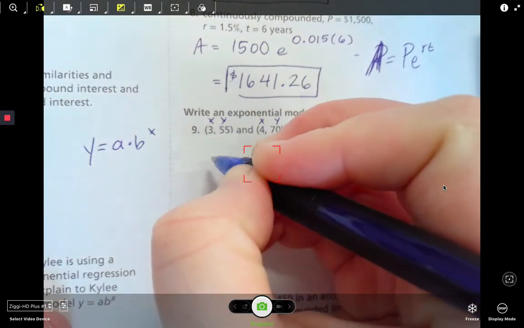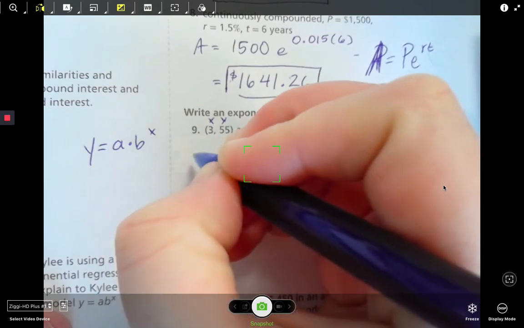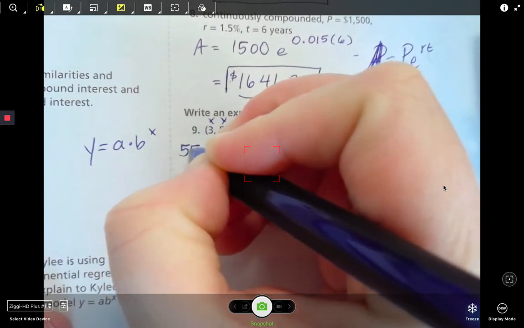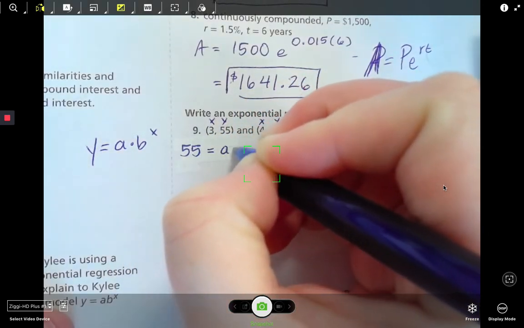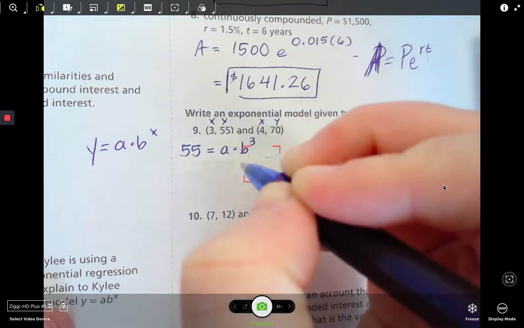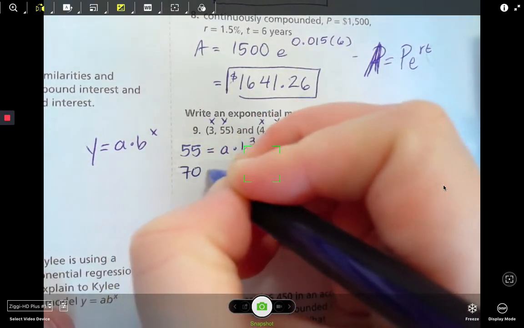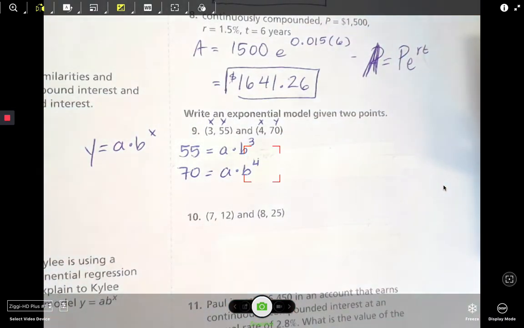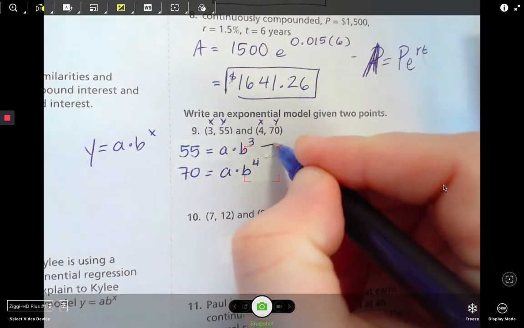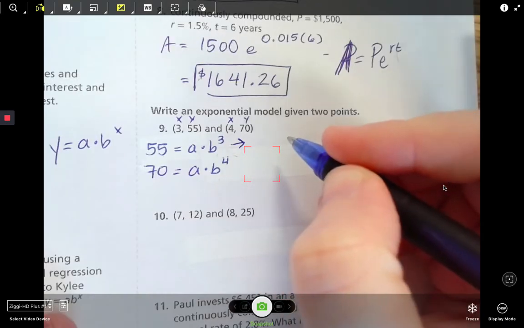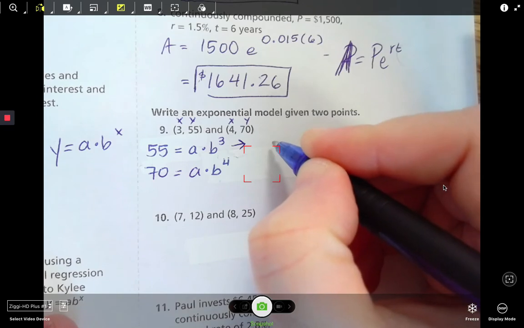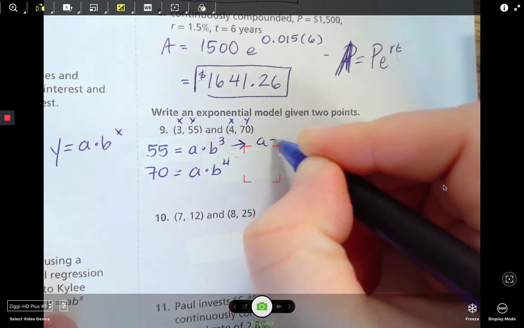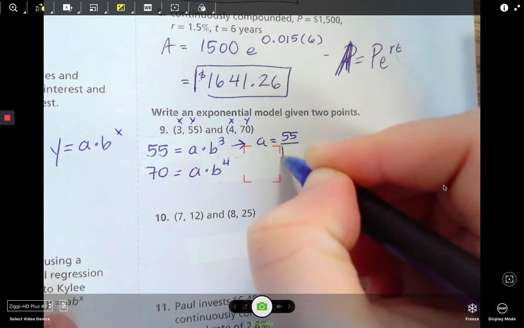Well, we've got x and y. So I'm going to plug this in, and I'm going to say that I've got 55 is equal to a times b to the third, and 70 is equal to a times b to the fourth. And this is where we're going to use a system of equations. So I'm going to solve for a. If I solve for a in this first equation, I get a is equal to 55 divided by b to the third.